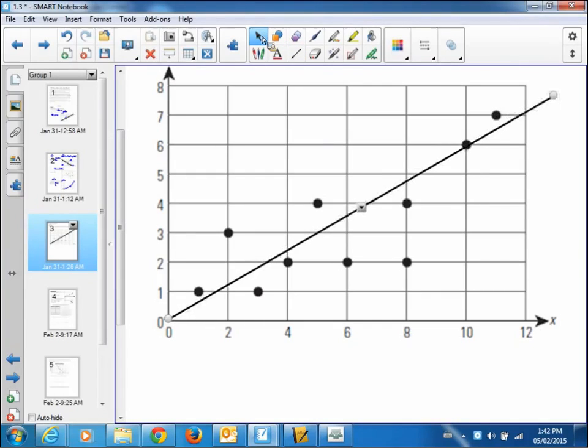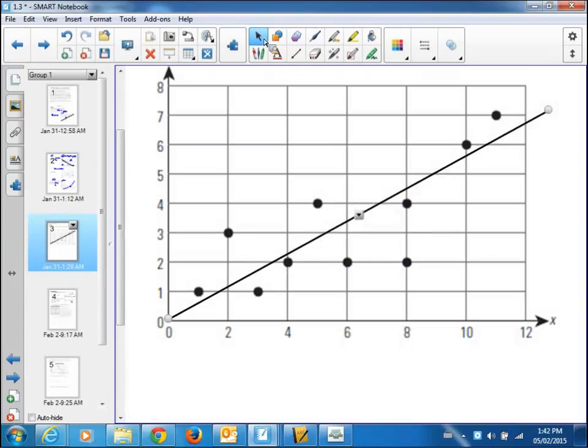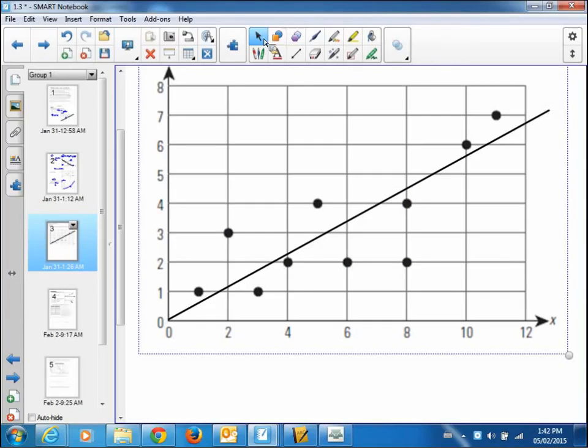Yours will be different than mine, and that's fine. Is there about half of the data above? There's 1, 2, 3, 4, 5 parts there. 1, 2, 3, 4, 5. Yeah, it's about the middle of the data, I'd say. You maybe could pull it a little lower. That's up to you, though. Then, how do we come up with the equation of your line? Okay, does everyone have a line of best fit?